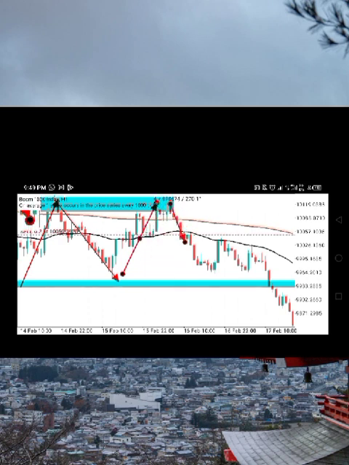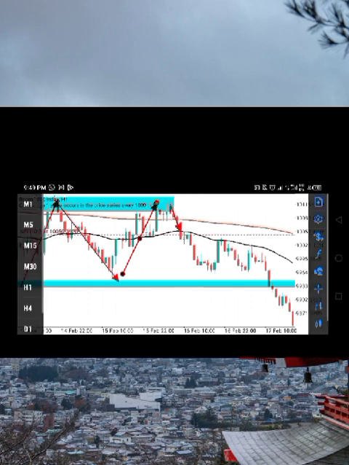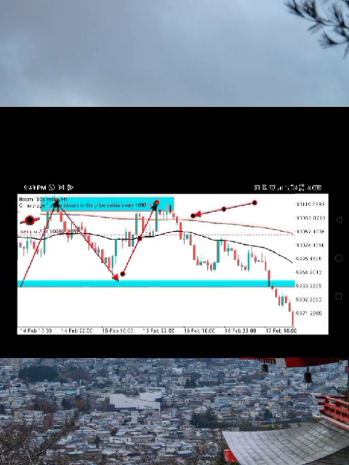This candle, this particular candle. This candle here, I waited for it. Let me use this mouse to point to it. This is the candle I'm talking about. I waited for this candle to close below moving average 50.